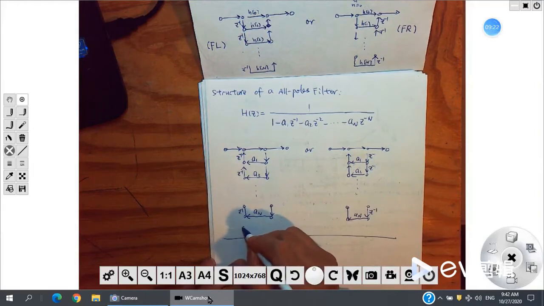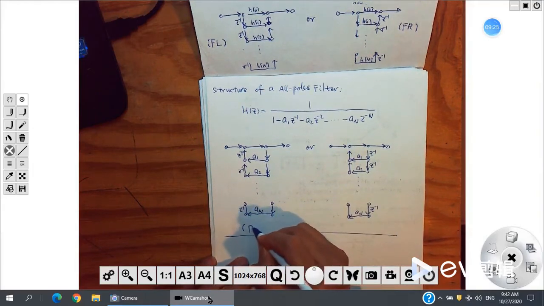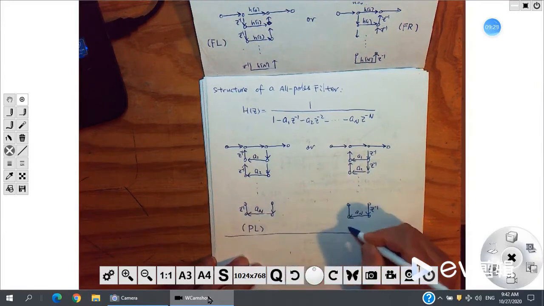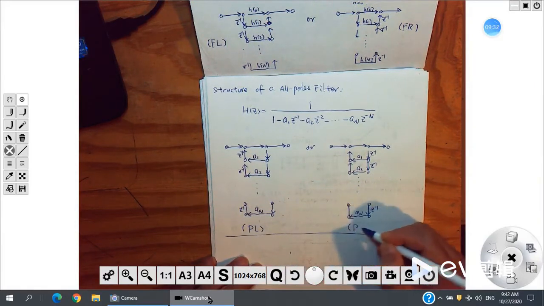I call this the all-poles filter with delays on the left side. This one is also an all-poles filter, with delays on the right side.